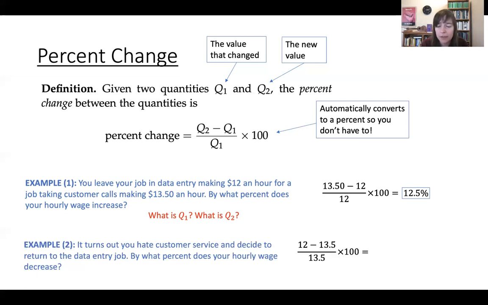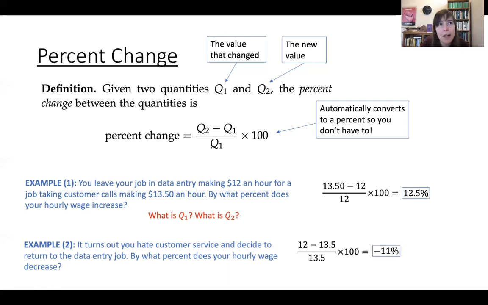Well, okay, before even going on, I should say, all right, what is our Q1 and what's our Q2 now? Well, now you're starting at your customer service job that was making $13.50 an hour, and you're going back to your data entry job making $12 an hour. And so your Q1 in this situation is the $13.50 an hour because that's the job you have, and you're changing to data entry. So your Q2 is the $12 an hour. So the setup is 12 minus 13.5 over 13.5 times 100, which is minus 11%.